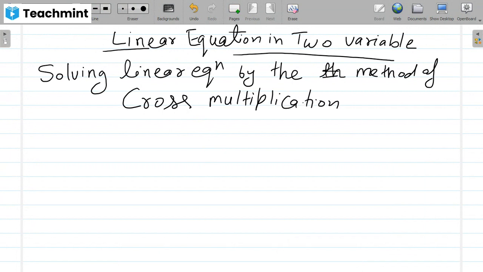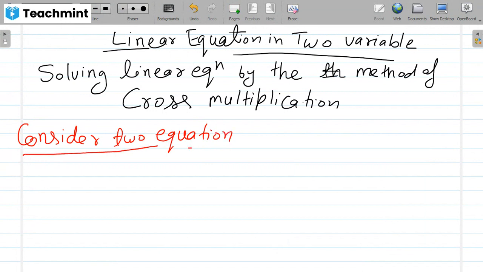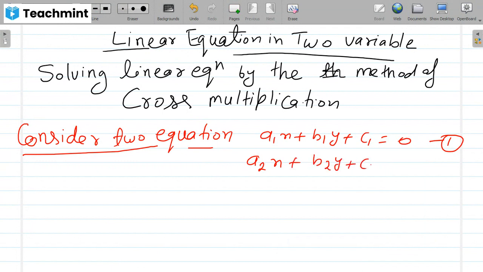Okay, and now consider two equations: a1x plus b1y plus c1 equals 0, and this is marked equation 1, and the second, a2x plus b2y plus c2 equals 0, this is equation 2.